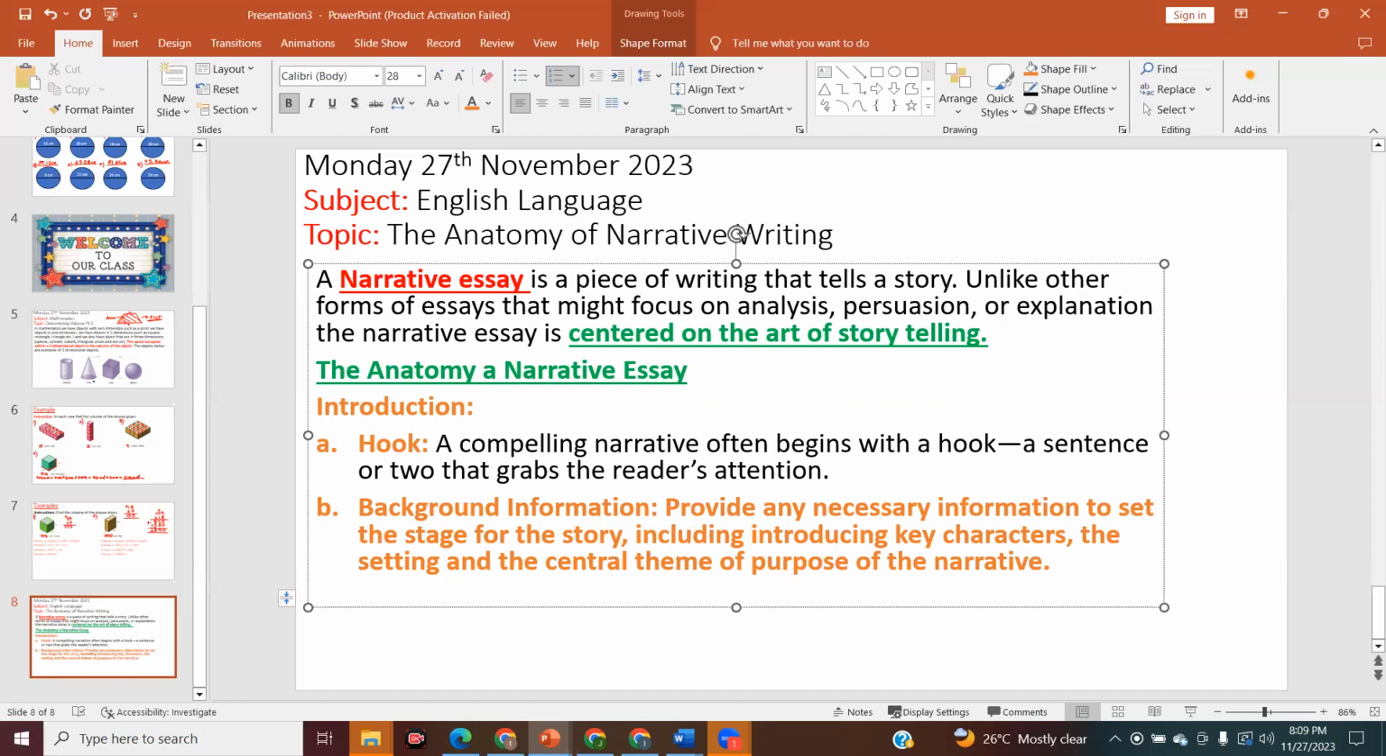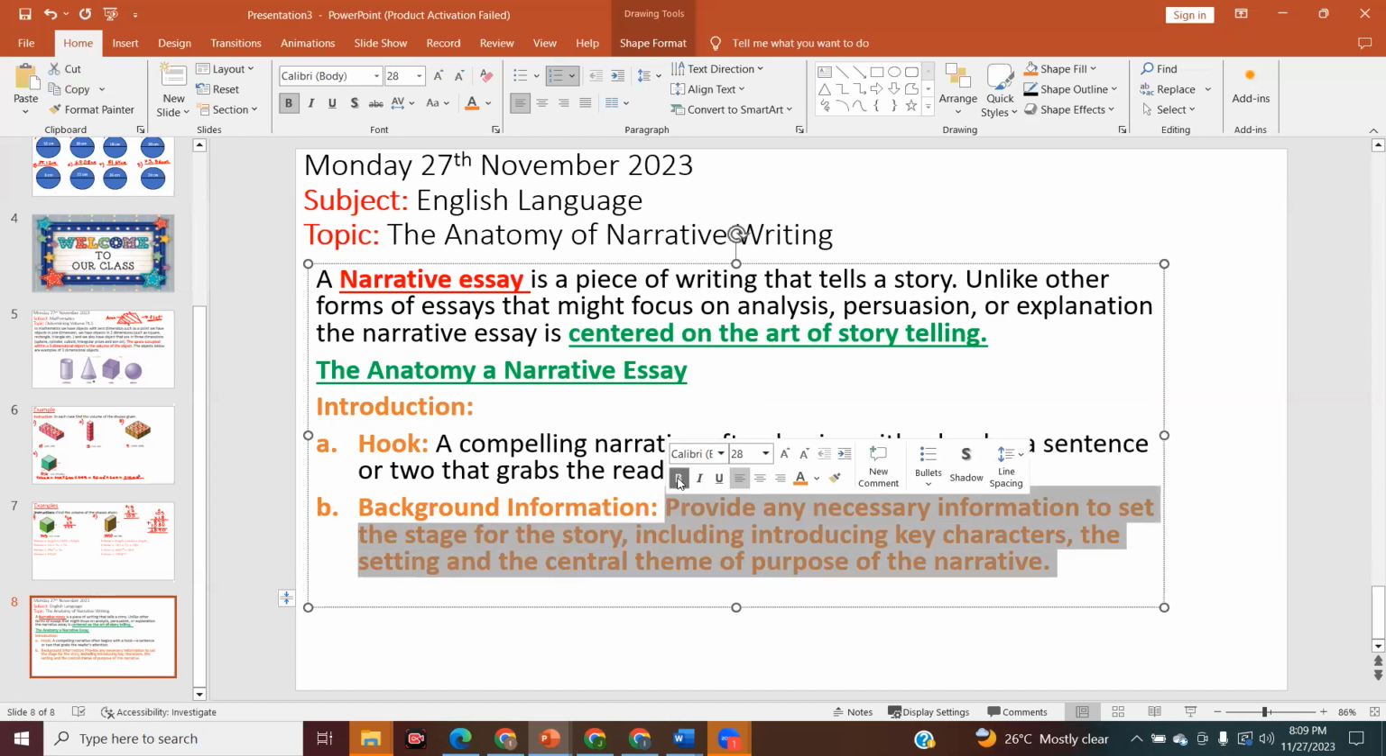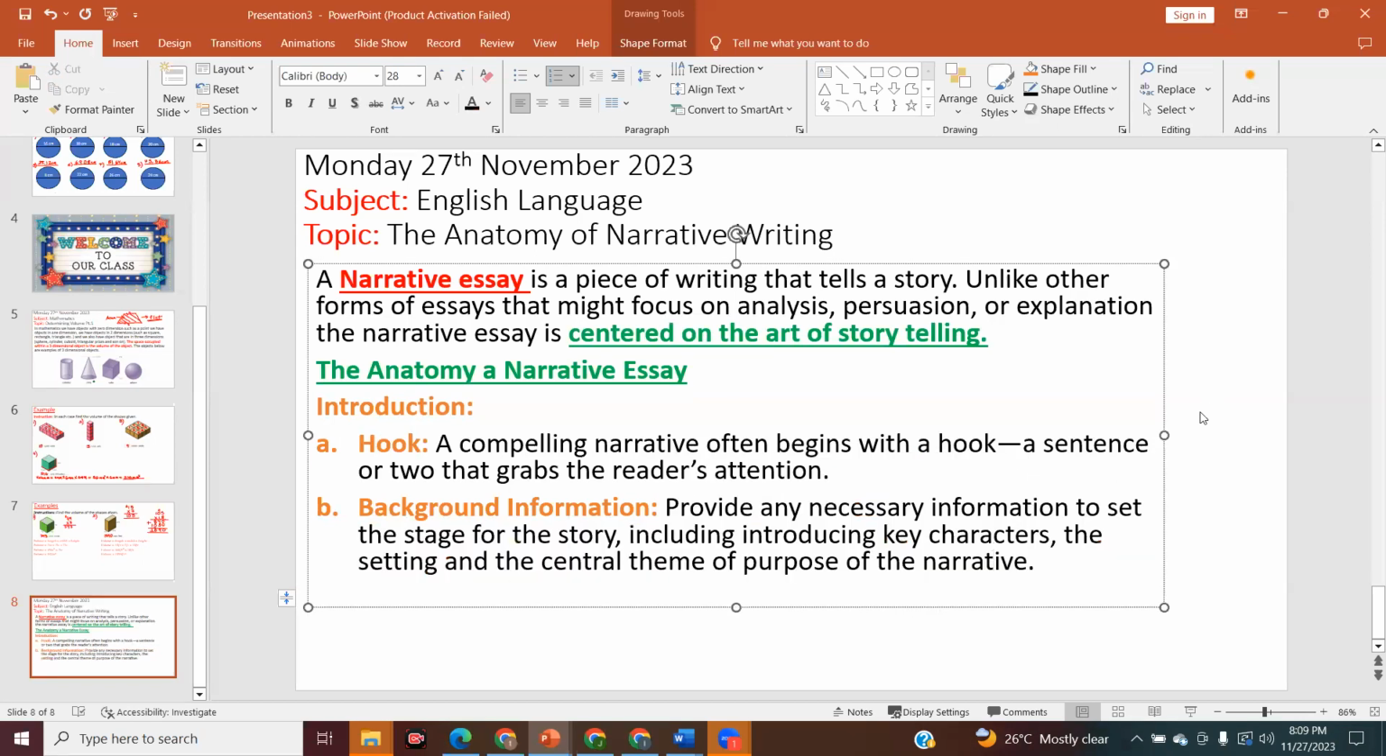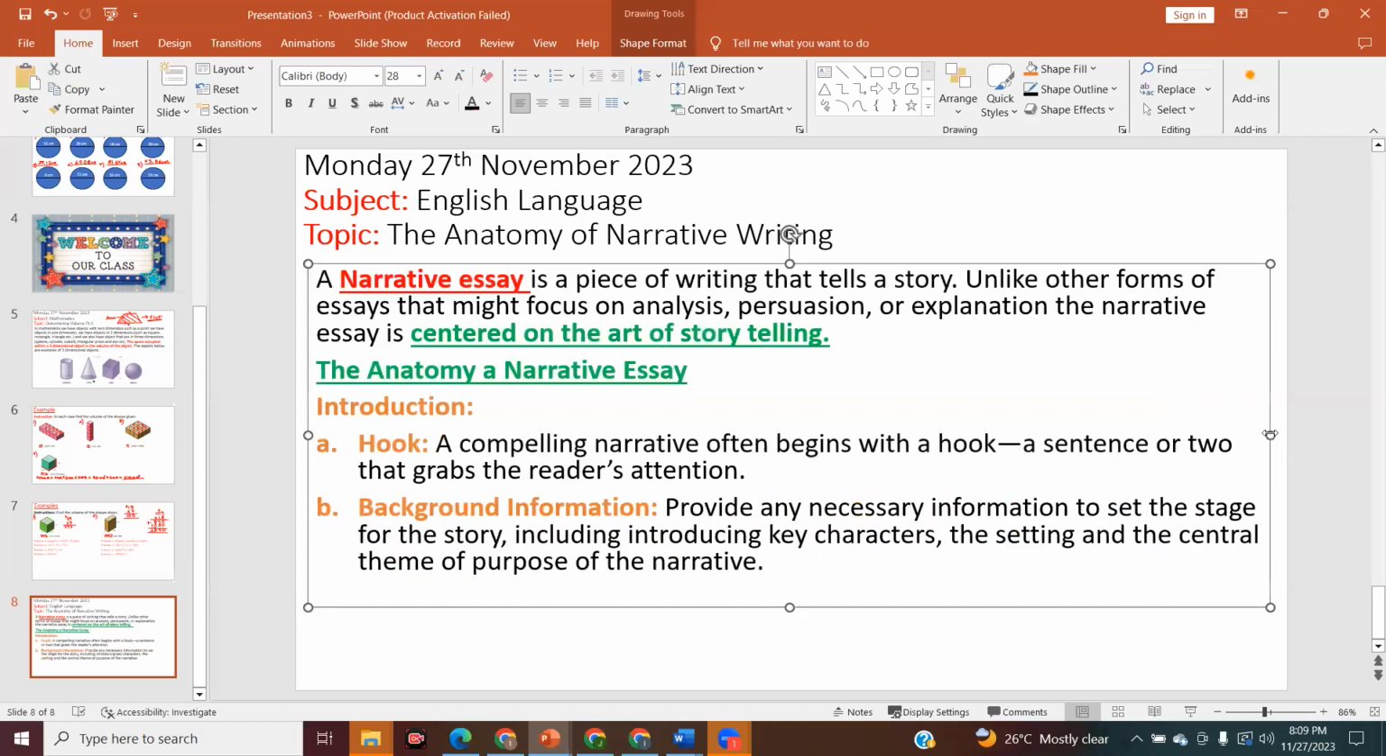So that's inside your introduction. So you want to start in an interesting way. You maybe can start off with an intriguing statement, a question, might even start with a vivid example or a vivid description. That's a hook. You want to start off with a hook. Next, you want to give some background information. Talk about the characters that you may have inside of your essay, inside of your story. You know, what's the setting? Where is this thing taking place? And what's the main theme of the narrative?